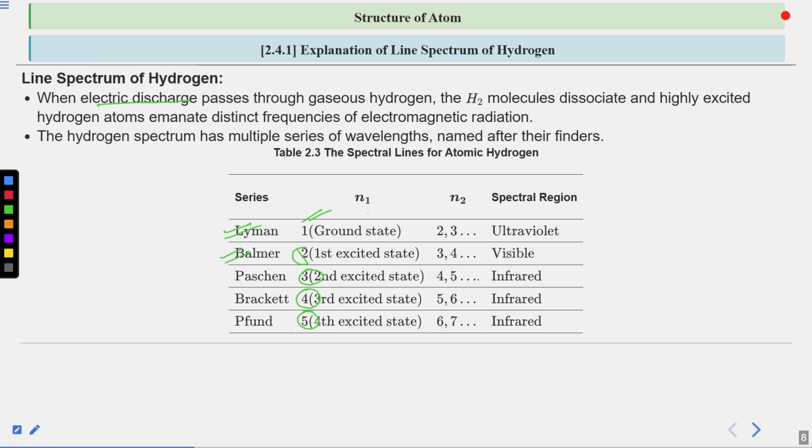Now in this process, we will get some light spectra. It is also possible that the spectra we get may not fall in the visible region. For example, we will get spectra for the Lyman series in the ultraviolet, for Balmer in the visible, Paschen infrared, Brackett infrared, and Pfund infrared. So the only part that we see in the visible region is the Balmer series. If this is not clear, you will see a diagram that will make things clearer.